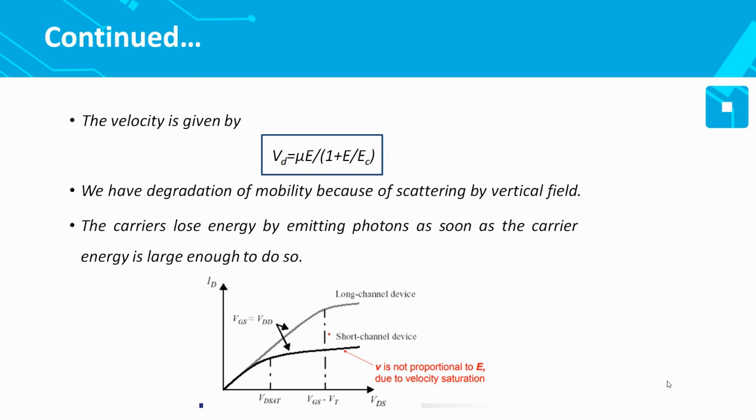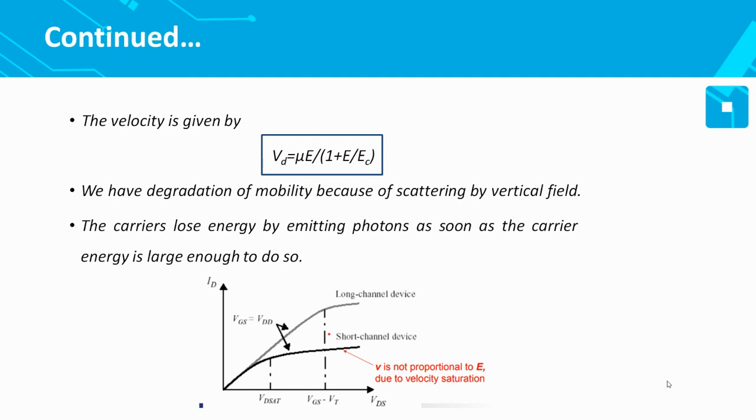So the velocity in that saturation region is given by this equation: Vd is equal to mu E divided by 1 plus E by EC. And we have a degradation of mobility here because of the scattering by the vertical field, and that is also called mobility degradation. And the carrier loses energy by emitting photons as soon as the carrier energy is large enough.